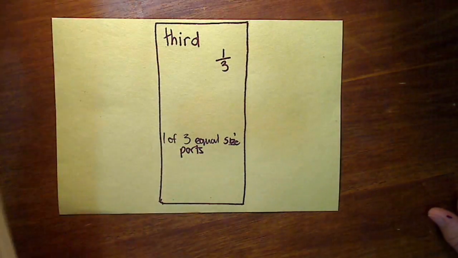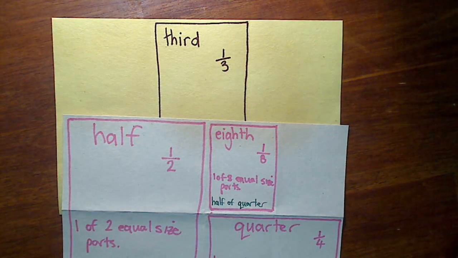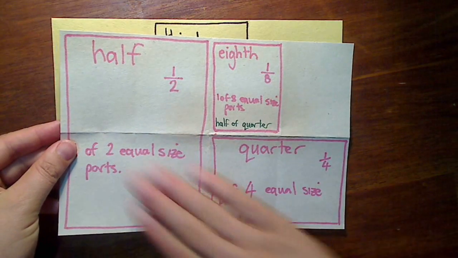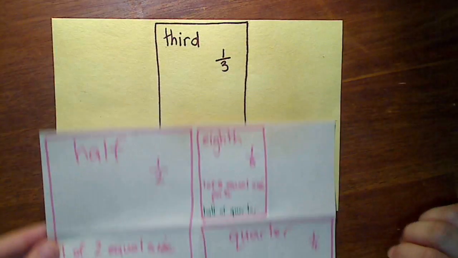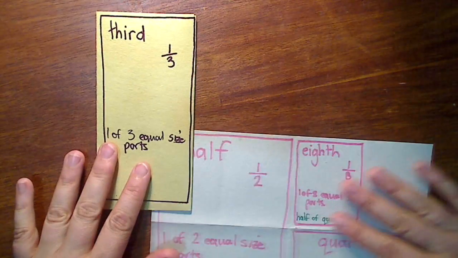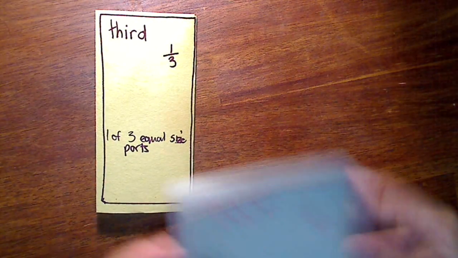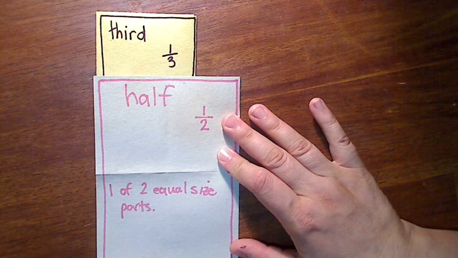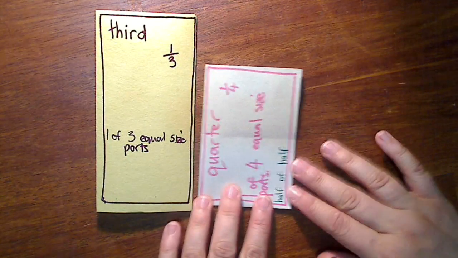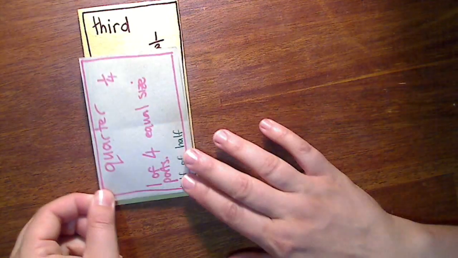Now at each stage it's nice to bring back our other fraction calculators and have a look how they compare in size. This was our half family that we made earlier. We've got halves, quarters and eighths. We can see here that the third, which is this large, is smaller than the half, yet larger than the quarter.